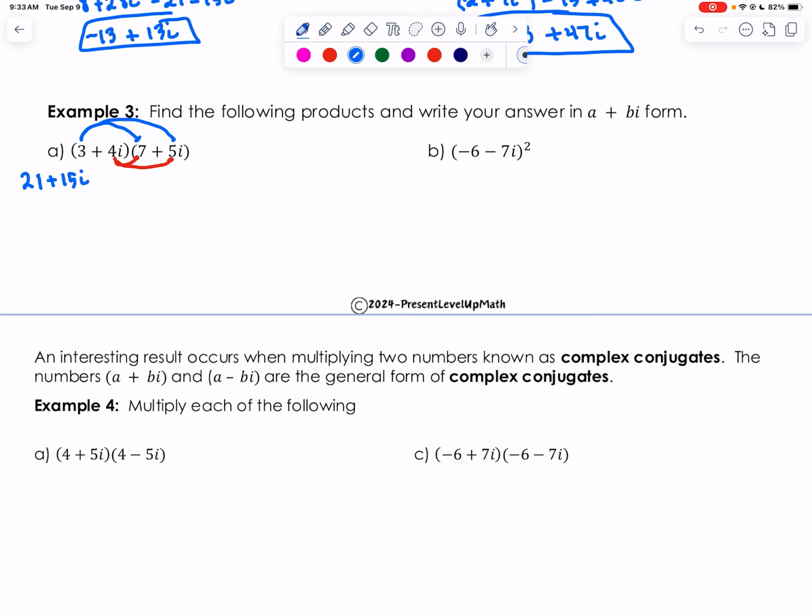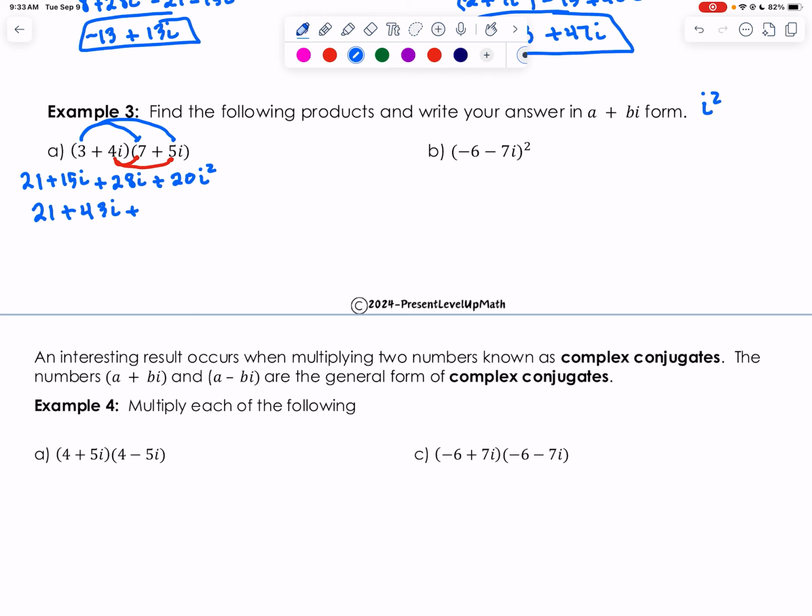So 4i times 7 is 28i, and 4i times 5i is 20i squared. Now I want to simplify this a little bit more. So I have 21, and then 15i plus 28i would be 43i. And then 20 times i squared. I should write this down for you.